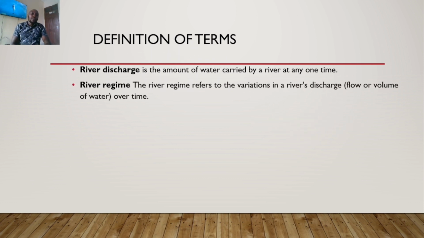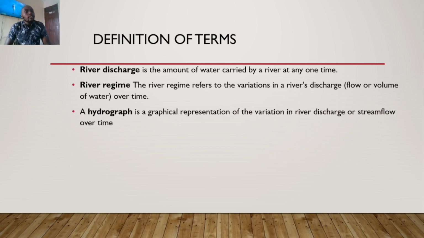Then we go to river regime. Now we focus on the variation. How is it varying over some time? Understood? Like today maybe the volume is less, tomorrow it will be higher. That variation over time is what we call river regime. Understood?